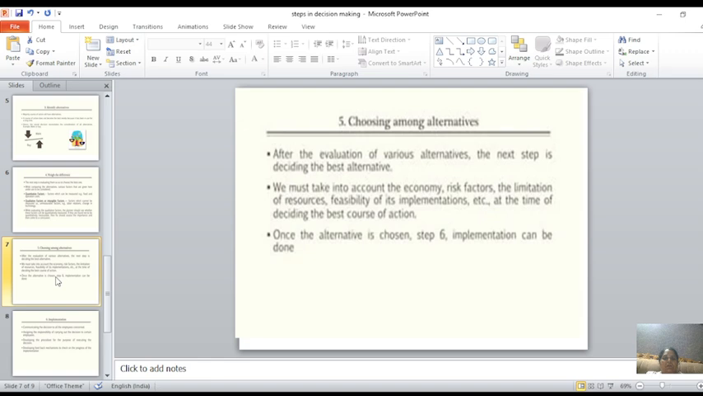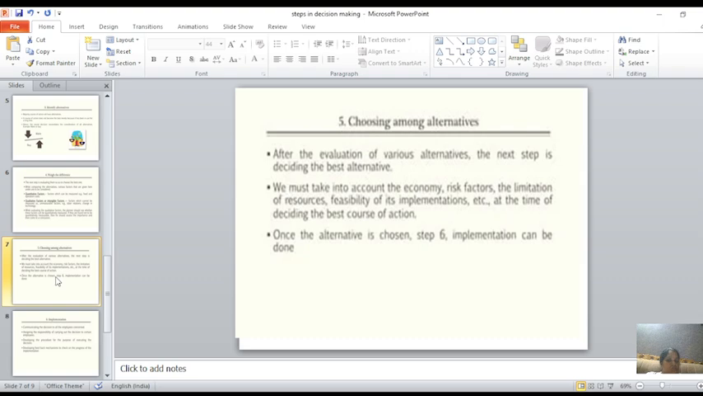Next, we are moving to the fifth step called choosing among the alternatives. After the evaluation of various alternatives, the next step is deciding the best alternative. We have come to a conclusion. For example, we are coming to two or three alternatives. Among those alternatives, we have to choose which one is the best. We must take into account the economy, risk factors, the limitation of resources, feasibility of implementation. These things have to be considered for selecting the alternative.